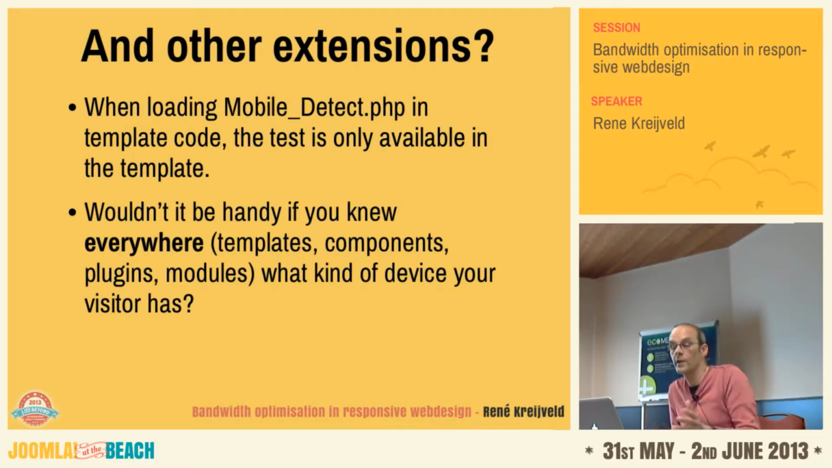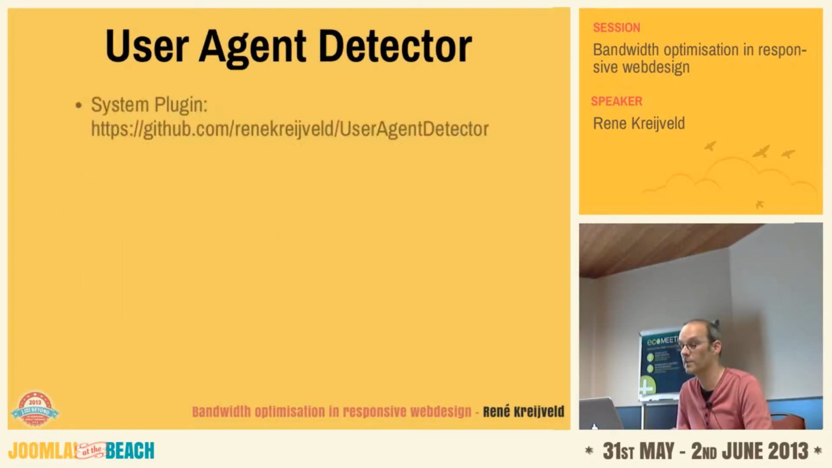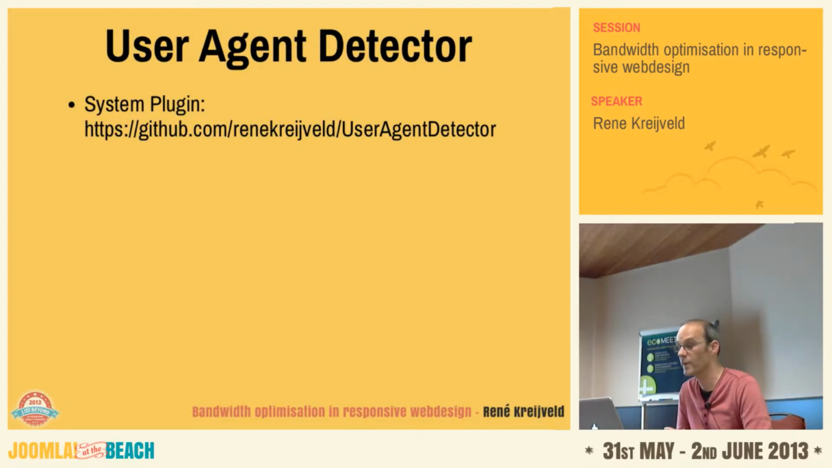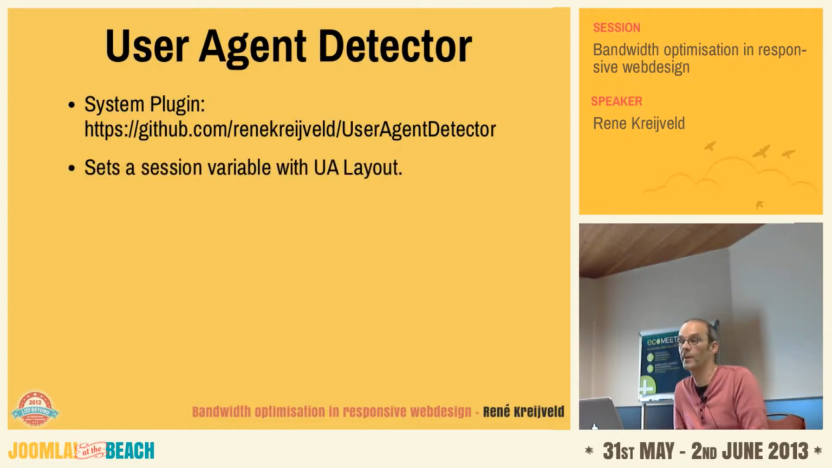And to use that, I created a system plugin called User Agent Detector. It's available on GitHub. You can download it for free. And I regularly update it, and it's a system plugin that uses the Mobile Detect PHP library. This plugin sets a session variable with the user agent layout, and it's available for Joomla 2.5 and 3.0, and I think within a week it's also available for Joomla 3.1.